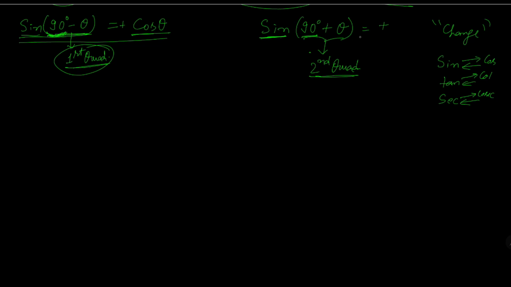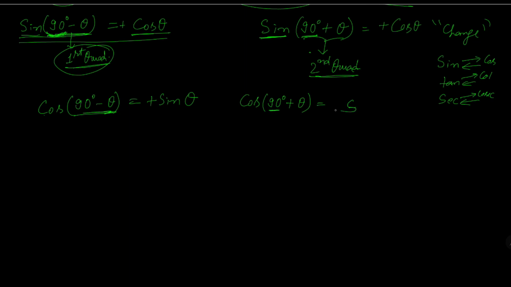So sine 90 degree plus theta will also be cos theta. For example, I'll take more examples. Cos 90 degree minus theta. We already remember this. Now 90 is an odd multiple of 90, so cos will change. So it will become sine of this angle. And this is in first quadrant, so it will remain positive. But cos 90 degree plus theta, look at this very carefully. 90 is an odd multiple, so this has to change. So cos will change to sine of this angle theta.